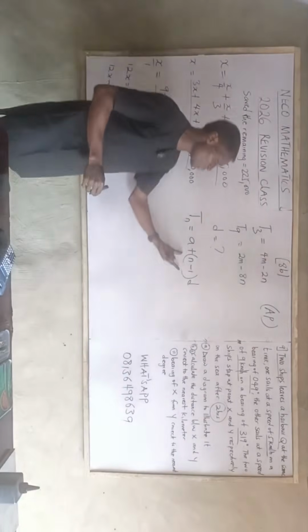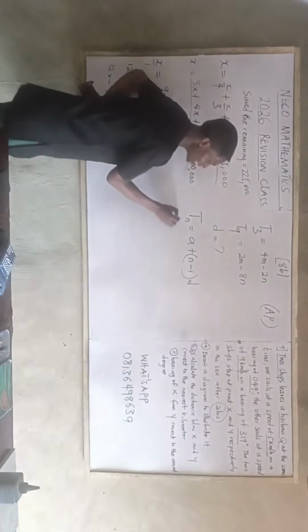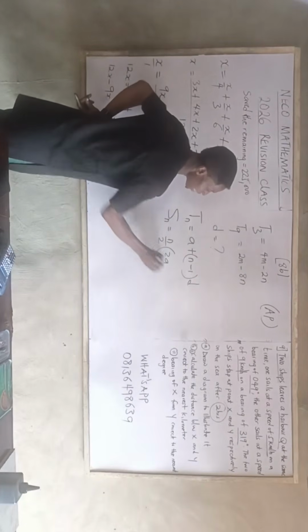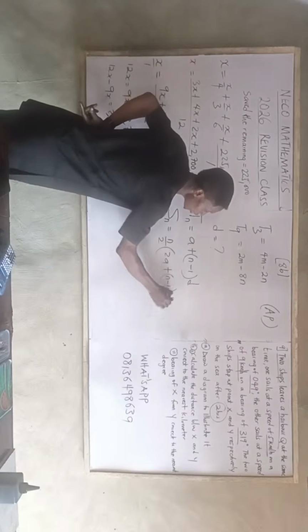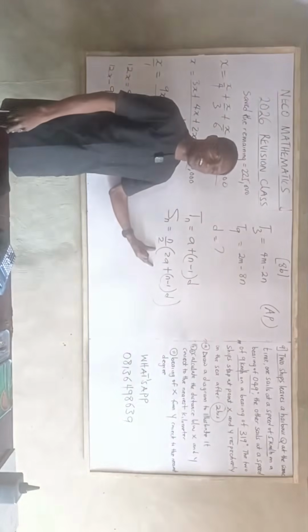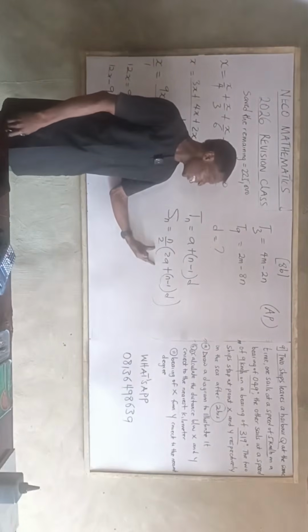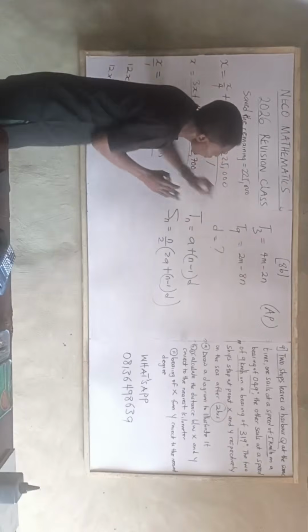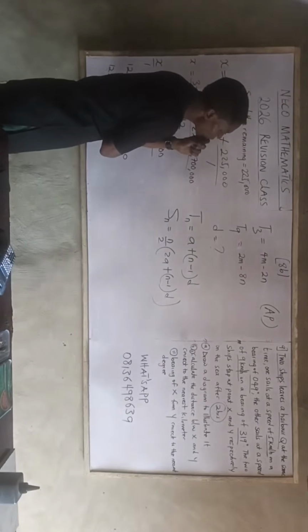Now, if you're working with the arithmetic progression, the sum of the first n terms, Sn, is equal to n over 2, open bracket 2a plus n minus 1, close bracket d. So for an AP, if you have to find the nth term itself, okay? Now, we have to find the common difference here. How do we find the common difference?